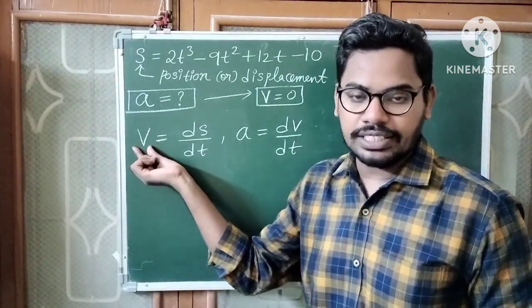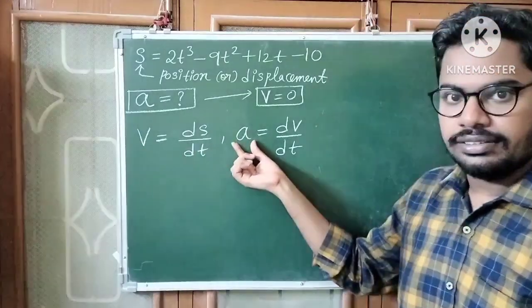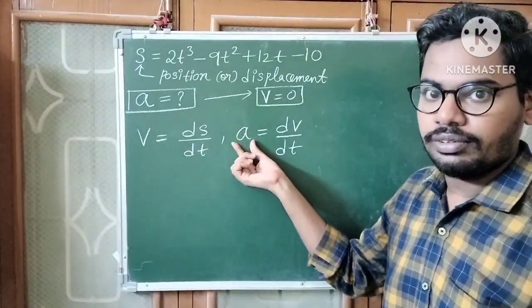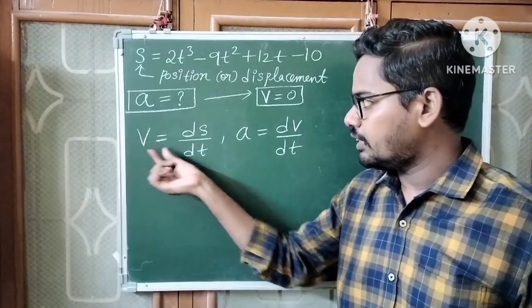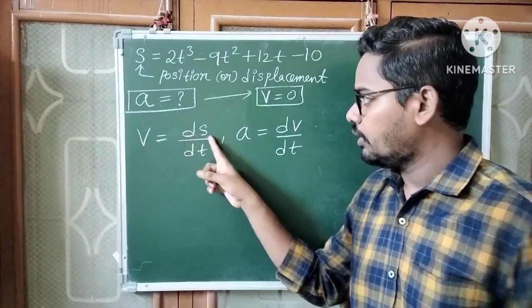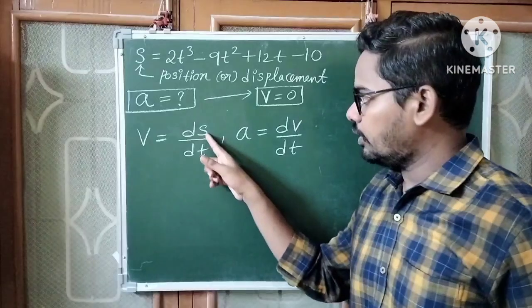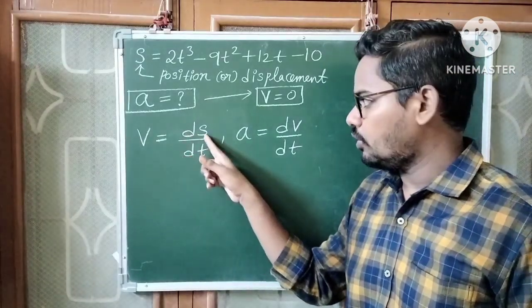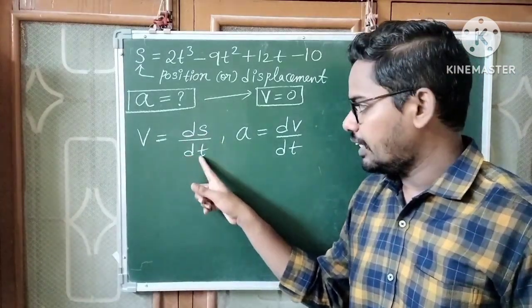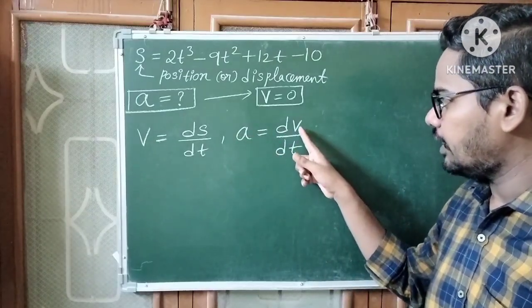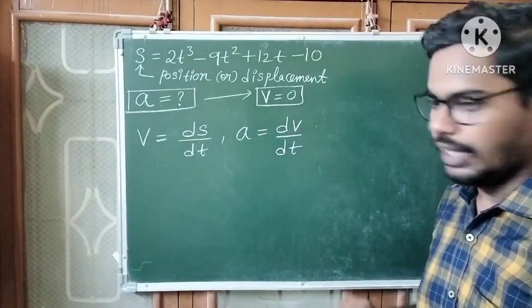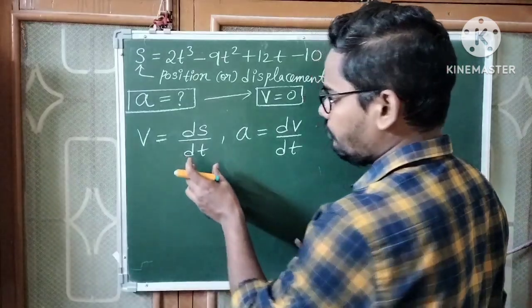Here a is instantaneous acceleration of the particle. So instantaneous velocity is equal to rate of change of displacement or rate of change of position of particle with respect to time. Acceleration means rate of change of instantaneous velocity with respect to time. Okay. So simply we have to find derivatives.